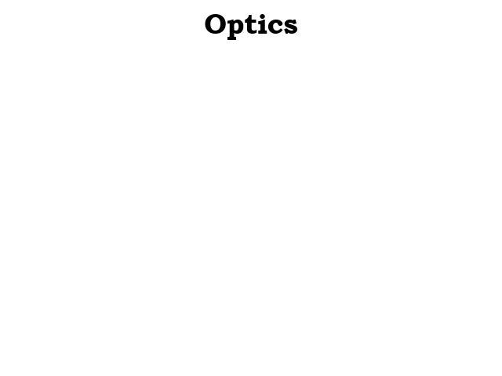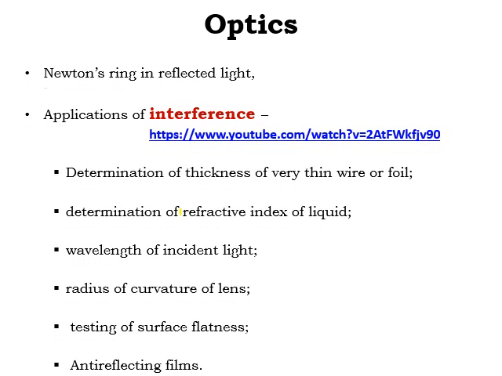Hello students, let's start the first section of optics, that is nothing but interference. The preliminary knowledge of interference you can get with the help of this YouTube link. Here in this section we are going to see one case of interference, and that is through Newton's ring experiment.